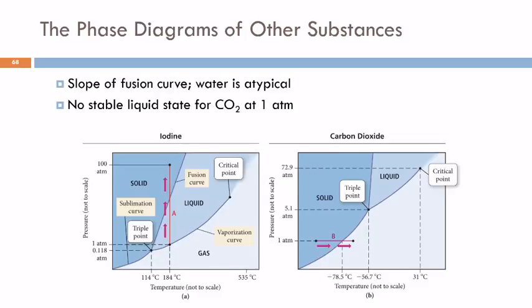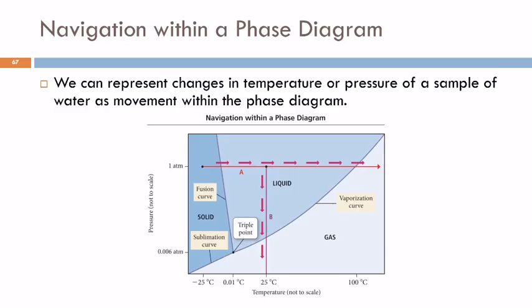Phase diagrams for different substances are going to have a different appearance. Look at the slope of this fusion curve. For iodine, this has a positive slope. For carbon dioxide, it also has a positive slope, but it's closer to vertical. If we go back and look at water, water's fusion curve slopes the other way. That's weird. Most substances do not act like this.